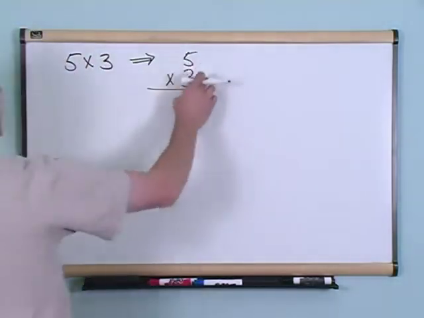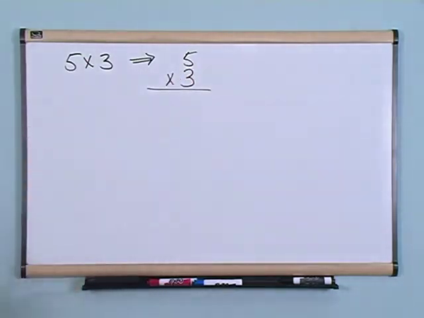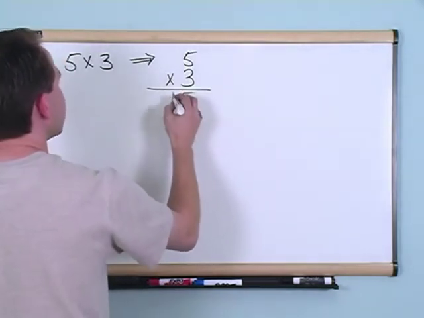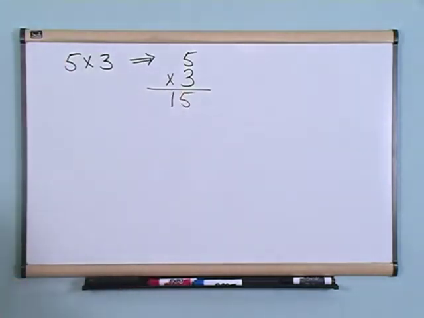So these are single-digit numbers, so you should remember, or at least be able to look up in the table, what the answer is. 5 times 3 is 15, so you just write 15 down, just like this, okay?